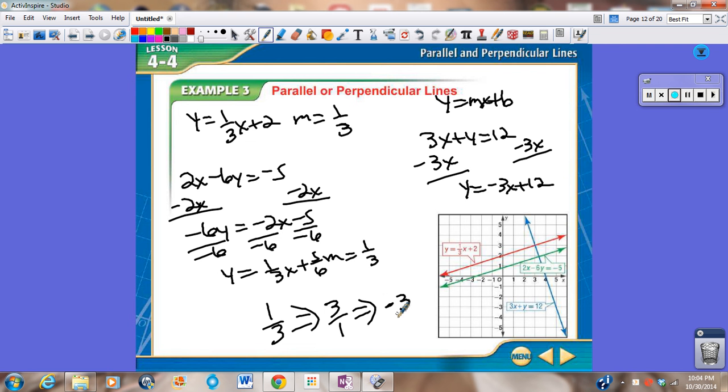I flipped it and changed the sign, and that's how I got my new slope. So that's how I know that these first two lines are parallel. They have the same slope. This line is perpendicular to the other two because the slopes are negative reciprocals. Okay? They multiply to get a -1. That's what you're trying to go for.